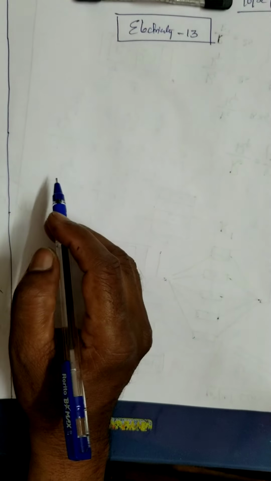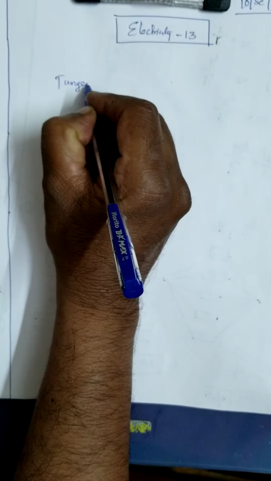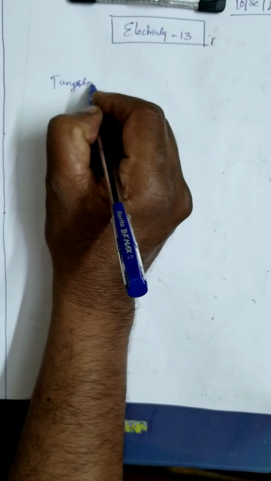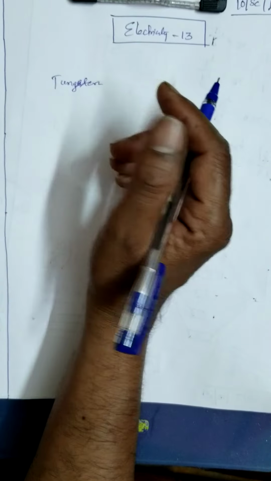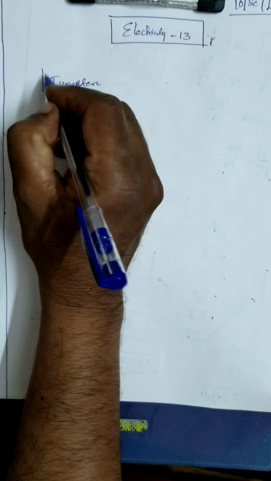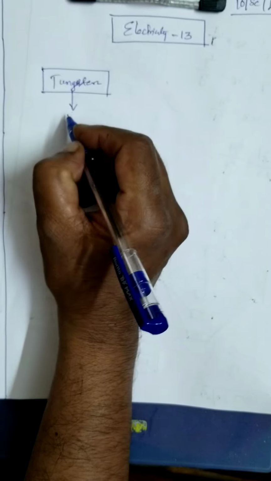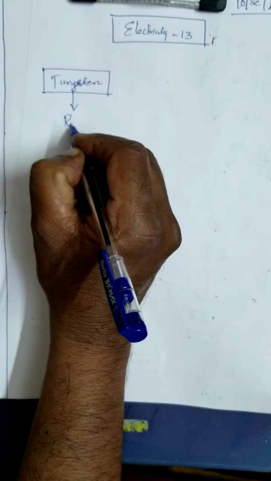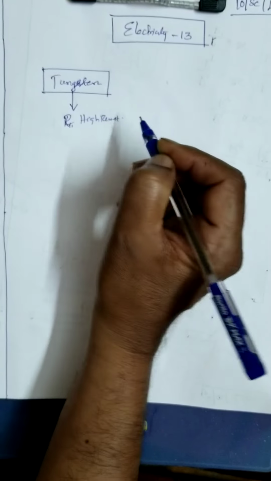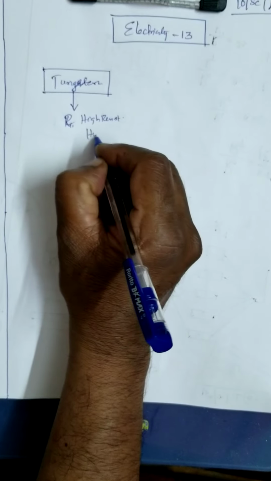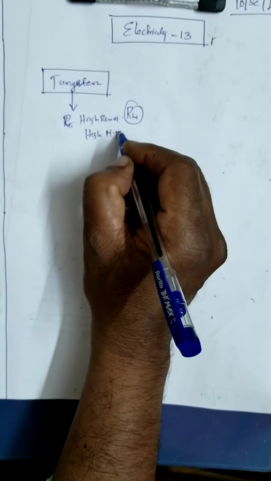Sometimes they'll ask you why tungsten. Tungsten is used almost exclusively for the filament of electric lamps. Tungsten has high resistance and a high melting point. Resistance is high and melting point is high.